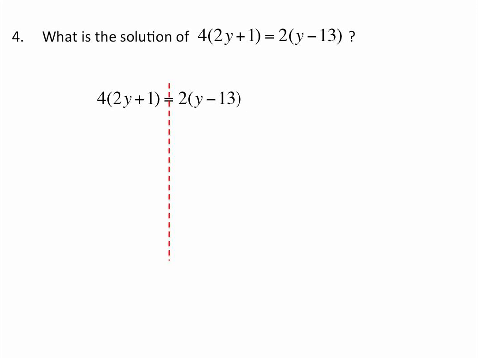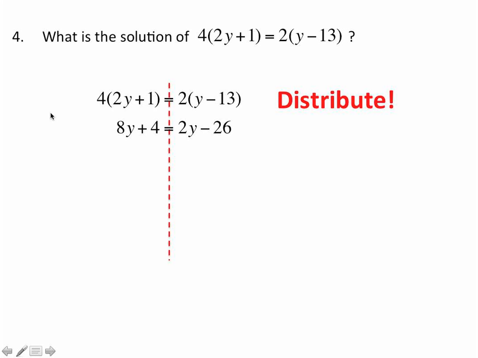Same idea. Again, I got to do my distribution first because I got some parentheses in there with some numbers stuck in front of them. So I got to give the 4 away to both. So 4 times 2y and 4 times 1. And then I got to go 2 times y and 2 times 13. So I got an 8y plus 4 equals 2y minus 26.